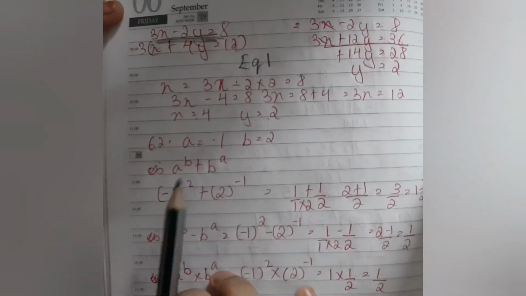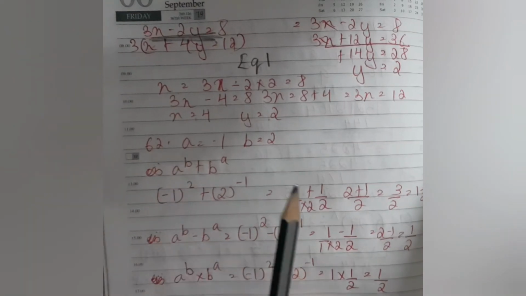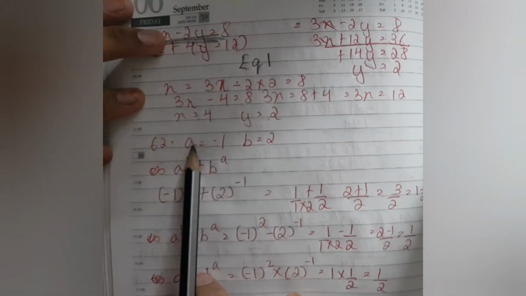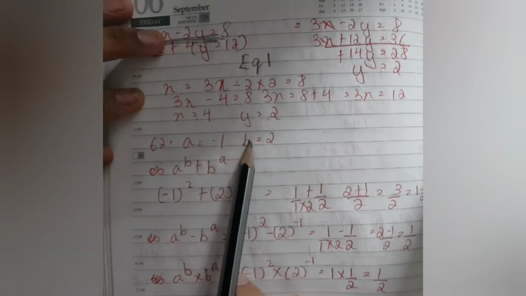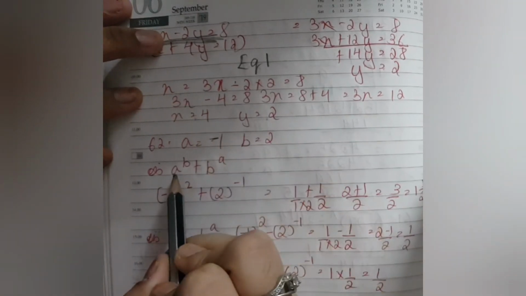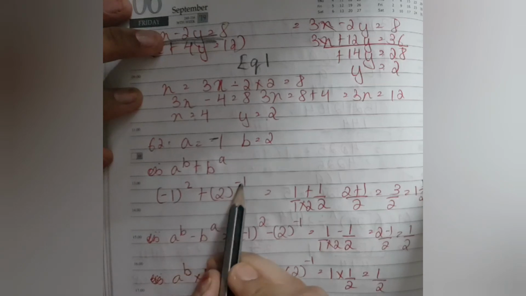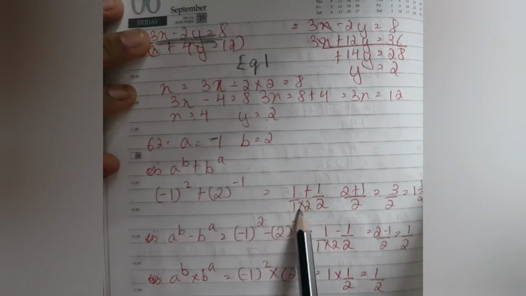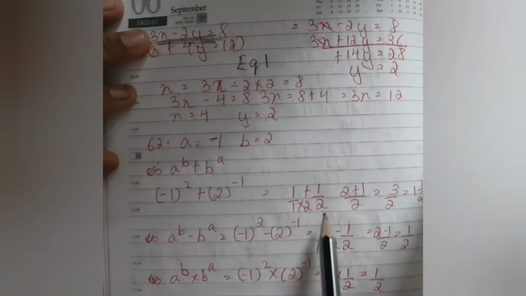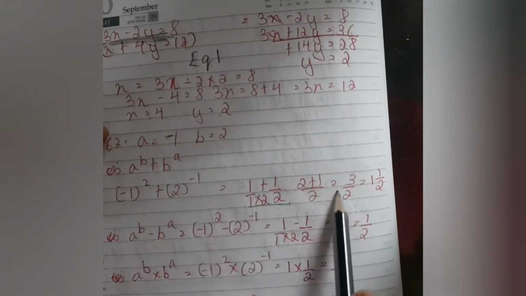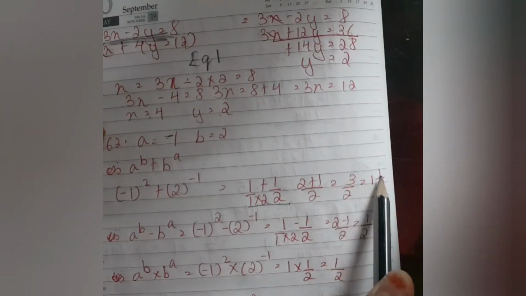So the next question, that is 62, the last question, tells us if a is equal to minus 1 and b is equal to 2, so find a to the power b plus b to the power a. It is minus 1 to the power 2 plus 2 to the power minus 1. So 1 plus 1 by 2. So we are going to take the LCM, and it will come 3 by 2, that is 1 whole 1 by 2.